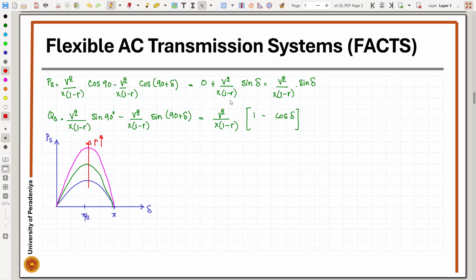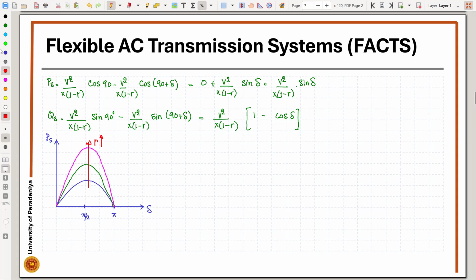That means if you place an inductive element as the compensator, then the effective reactance is going to be greater than the normal value, and then you would see the V squared over X term is going to reduce. So this is how the series compensator works.